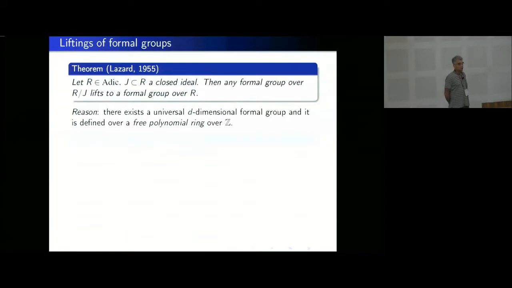The reason is not so easy. The proof is not so easy. Lazard shows that there exists a universal d-dimensional formal group law in a certain sense, but the important thing is that the universal ring over which it is defined is a free polynomial ring in infinitely many variables. So every formal group law is obtained by specializing this universal one up to isomorphism. And of course, if it's a free polynomial ring, you want to lift the specializations, you just lift them as you want.